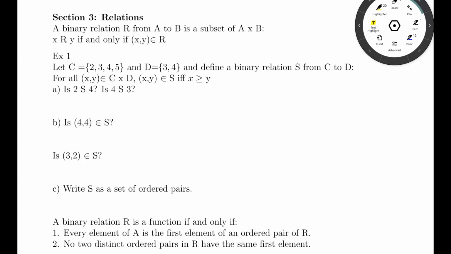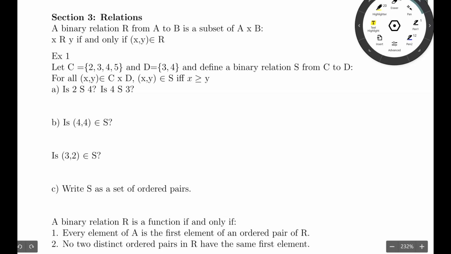Okay, so we're talking about relations. We have a binary relation between two sets, right? Binary means between two sets, from A to B, and we say X is related to Y. That's how we say this: X is related to Y if and only if (X, Y) is in the relation.